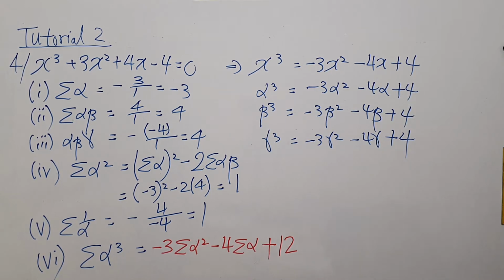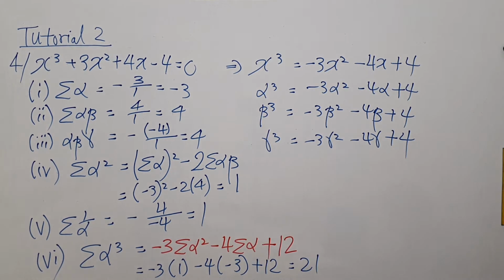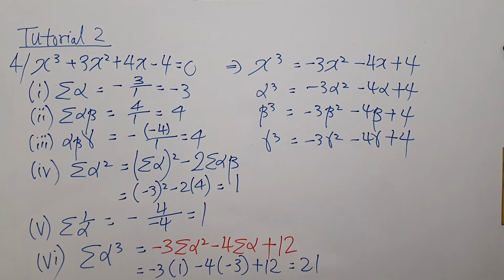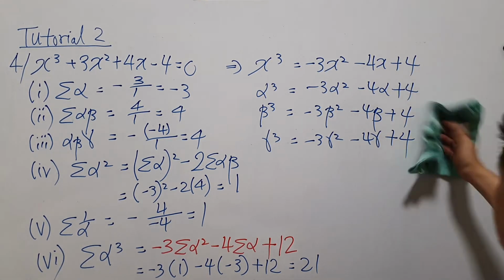Okay. And then now we are ready to plug in the values. This minus 3, 1 minus 4, minus 3 plus 12. 21. Okay, I get 21. It is part 6. So then, let me erase all this out and space.